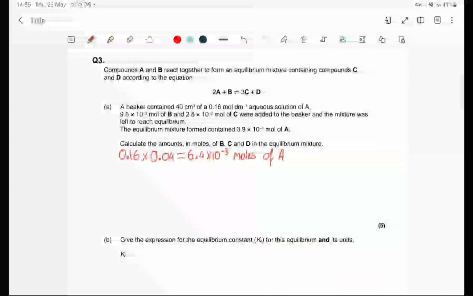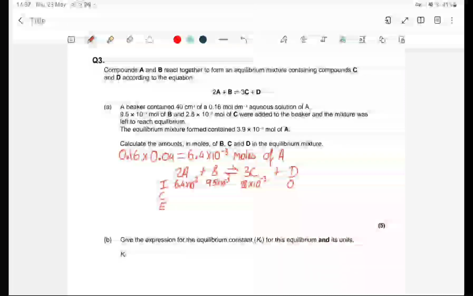So now you know the initial moles of A, the initial moles of B, and the initial moles of C. And of course, because you've not had D mentioned, you know it must be 0. So you know the initial moles of all 4 substances. Let's make a nice table. Okay, so I've added in all my initial amounts. It's worth noting that I've kept everything to the same value in the standard form, so I've kept everything to the minus 3.